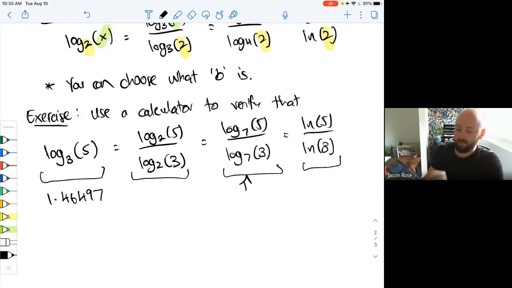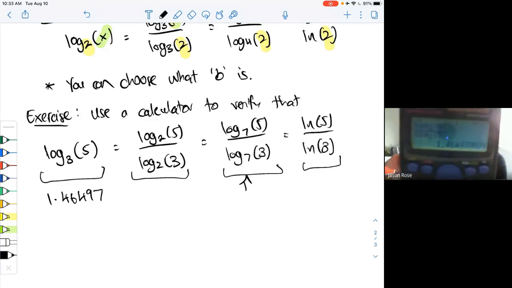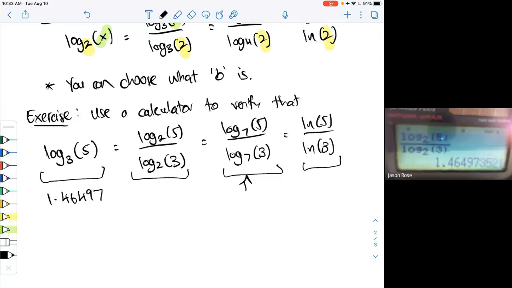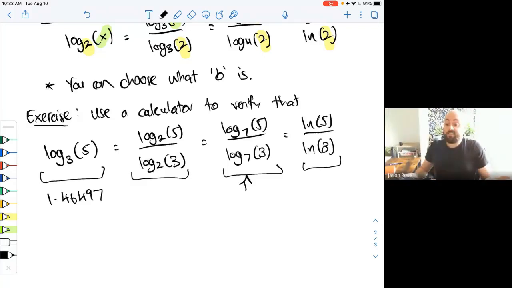For those that can, it's probably a little bit blurrier in a small window, but you get the idea. Here I've just replaced the base of 7 with the base of 2, and the same answer comes out. So that's the change of base formula. Given a log to the base 3 of 5, you can make a new base, any one you want. I chose some examples of 2, 7, and base e.